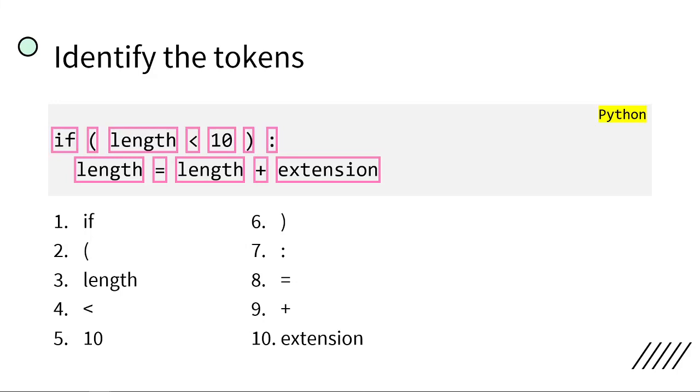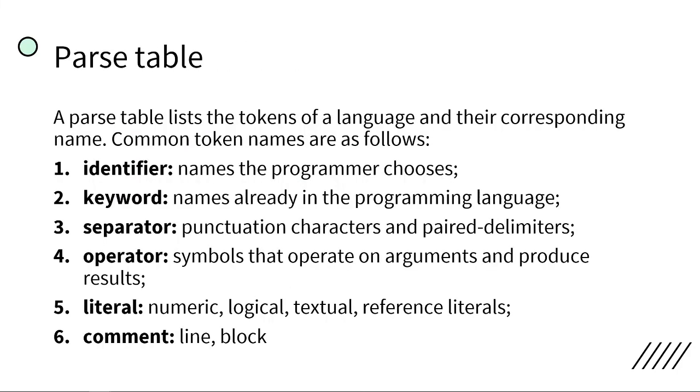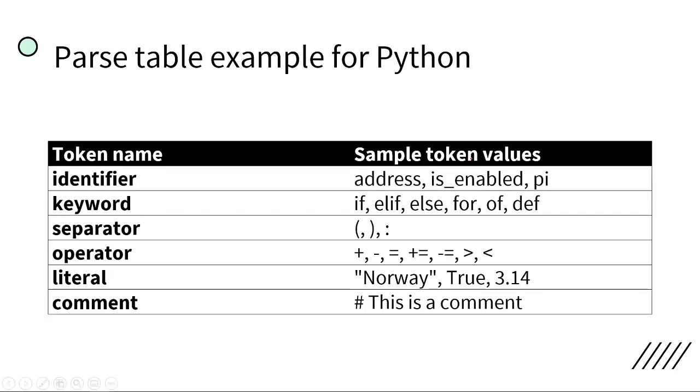So when we perform tokenization, it's also important that we create a parse table first. A parse table lists the tokens of a language and their corresponding names. Common token names are as follows. Identifier, which is a name the programmer chooses. So these are your variable names, okay?